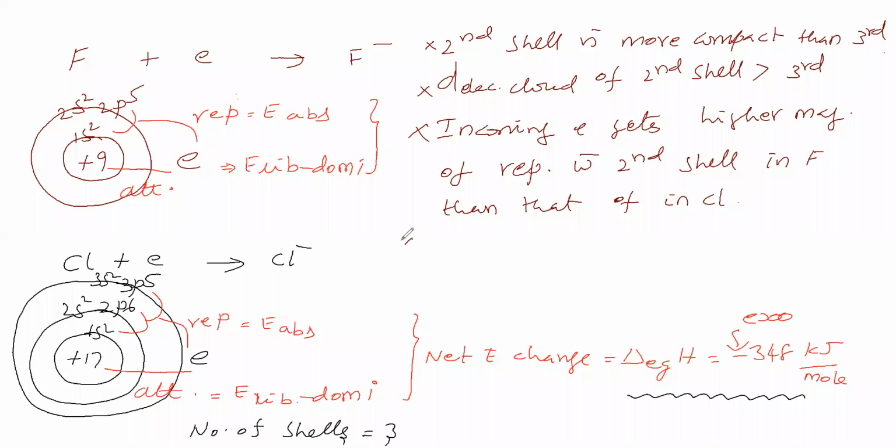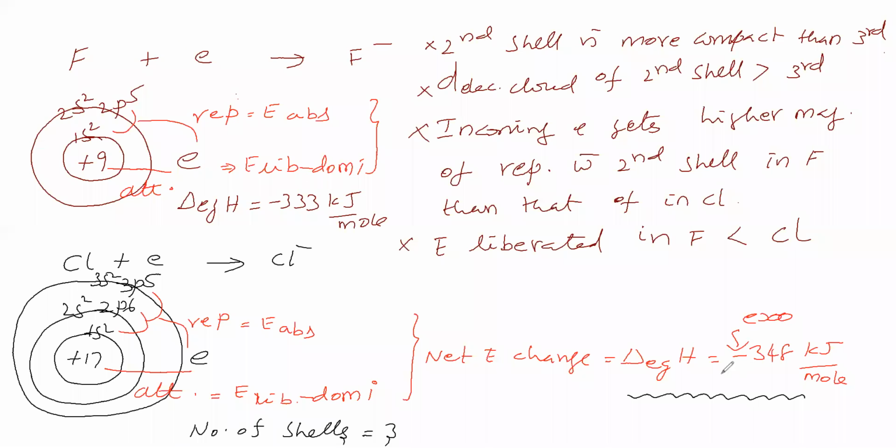Therefore, what happens? The amount of energy liberated in fluorine is less than that of chlorine. That's why the electron gain enthalpy of fluorine is 333 kilojoule per mole, whereas chlorine, Cl, is 348 kilojoule per mole. So the electron gain enthalpy is high for Cl. Therefore, the electron gain enthalpy for Cl is greater than that of fluorine. Okay, we have to give this explanation for this one.